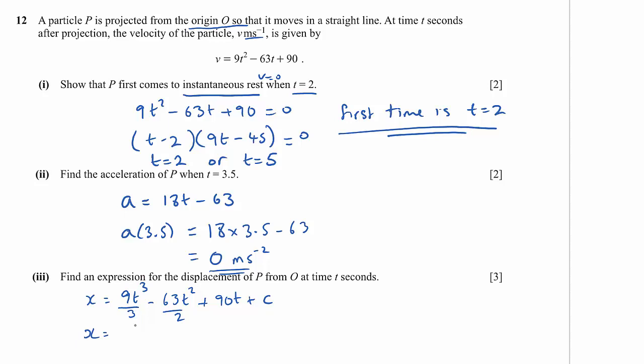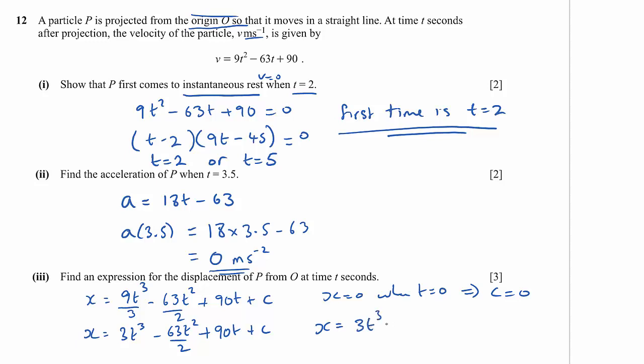Tidy that as much as we can, which is just here really. 3t cubed, take away 63t squared over 2, plus 90t plus a constant. And we know that it started at the origin, so x equals 0 when t equals 0 implies the constant c equals 0. So x is going to be 3t cubed, take away 63t squared over 2, plus 90t.